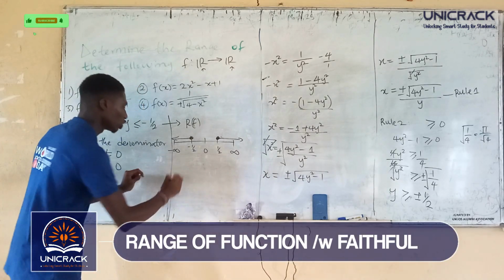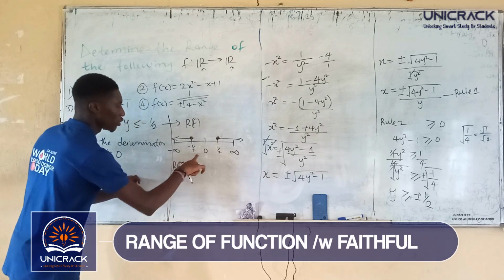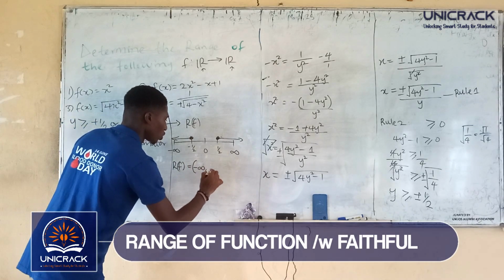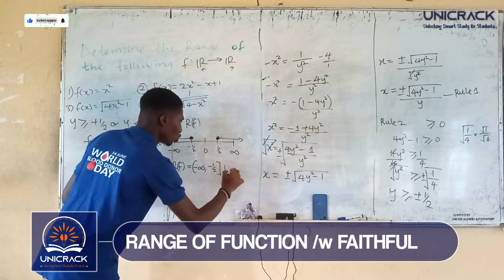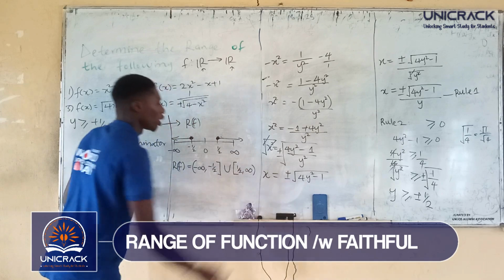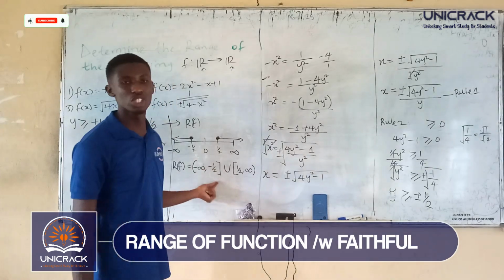And therefore the range of this function r of f would be from negative infinity to negative 1 over 2 inclusive, union 1 over 2 comma infinity. But this is not the range. We have already solved it, but this is not the range.